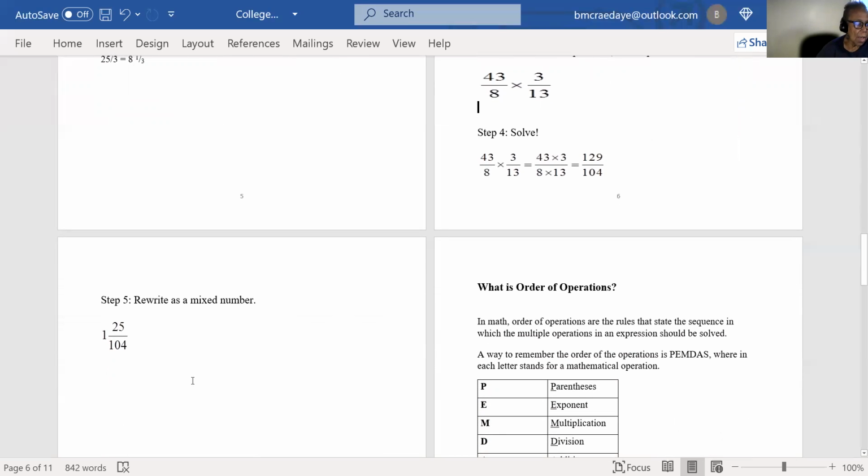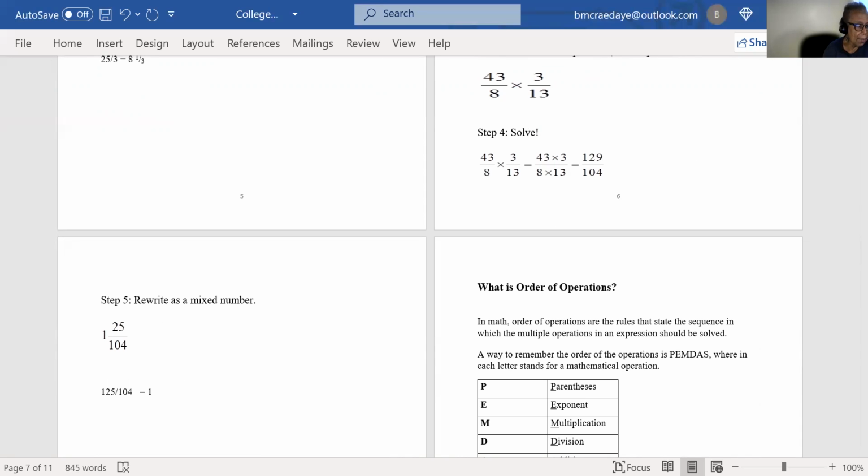So how do you do that? You take the 129 and divide it by the 104. So this is what you'll have. This is how we got the 1 and 25 over 104. So you have 125, let's see, divided by 104, right? And that will give you a 1, right?